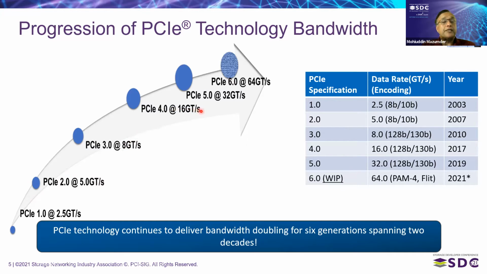Moving from there to PCIe 4.0 up to 6.0, each generation, we doubled the data rate and are still maintaining the overall mechanical backwards compatibility and software backwards compatibility. So industry has been able to leverage and reuse their investment over these 2 decades of time while continuing the bandwidth doubling for 6 generations.